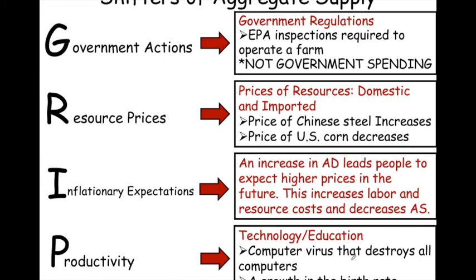Or what if we have a computer virus that destroys all our computers so there are no more computers? Then our productivity is going to plummet. But these are all supply shifters, not demand shifters. So remember GRIP, and the other one is CIG, which is GDP. So it's much easier to see the shifts as they go through here.